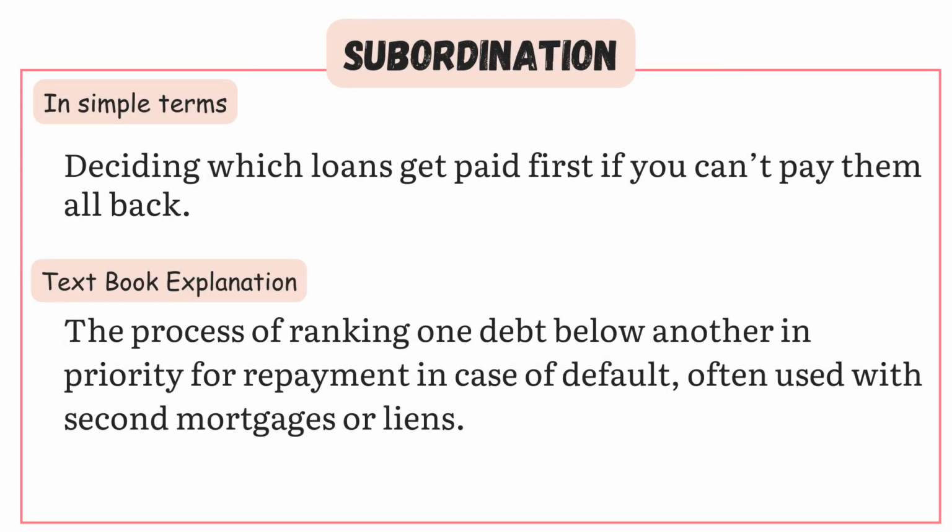Subordination. In simple terms, it is deciding which loans get paid first if you can't pay them all back. As per textbook definition, subordination is the process of ranking one debt below another in priority for repayment in case of default, often used with second mortgages or liens.